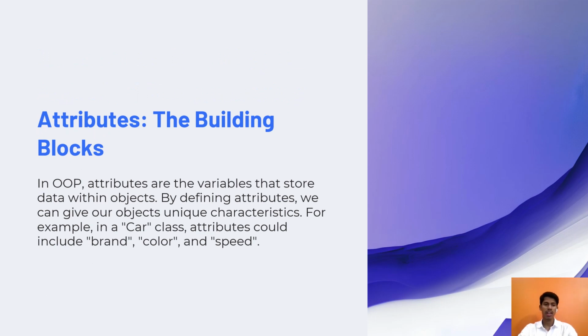The building blocks in OOP: attributes are the variables that store data within objects. By defining attributes, we can give our objects unique characteristics. For example, in a car class, attributes could include brand, color, and speed. It's nothing but giving the characteristics of a particular object in a class.